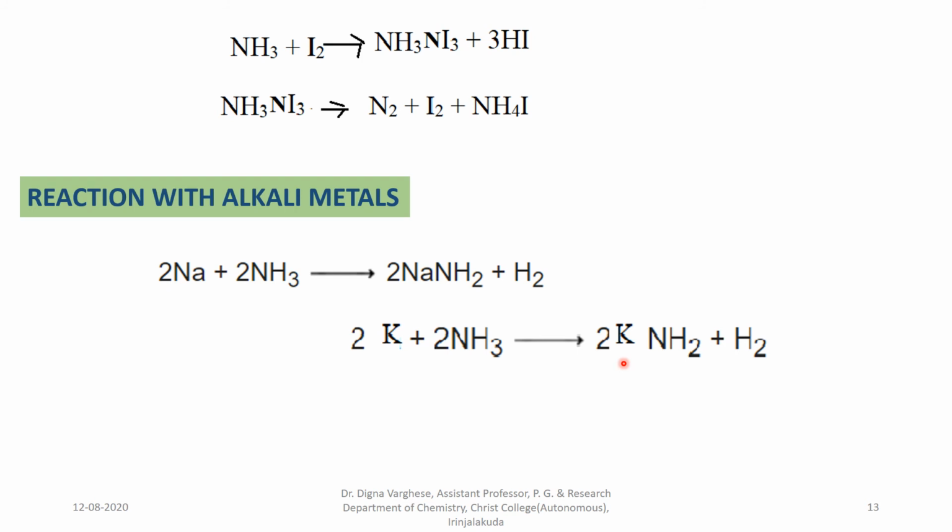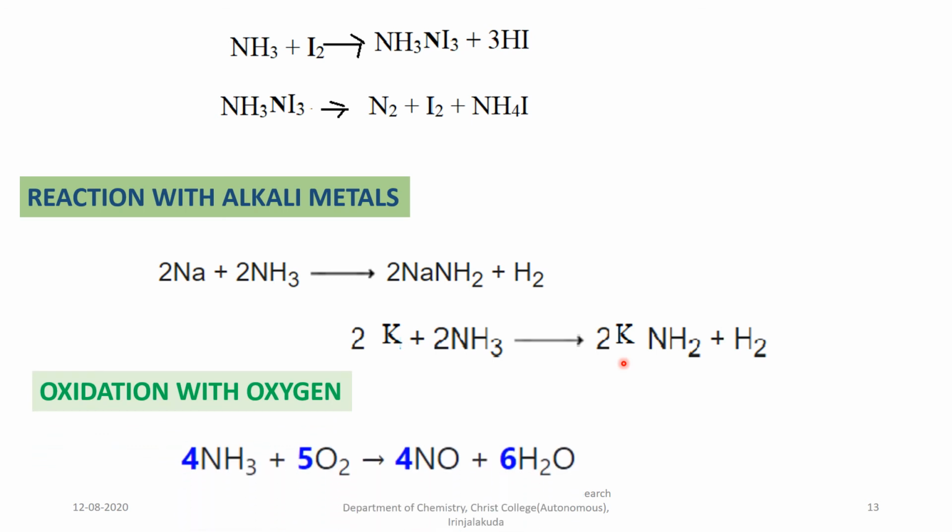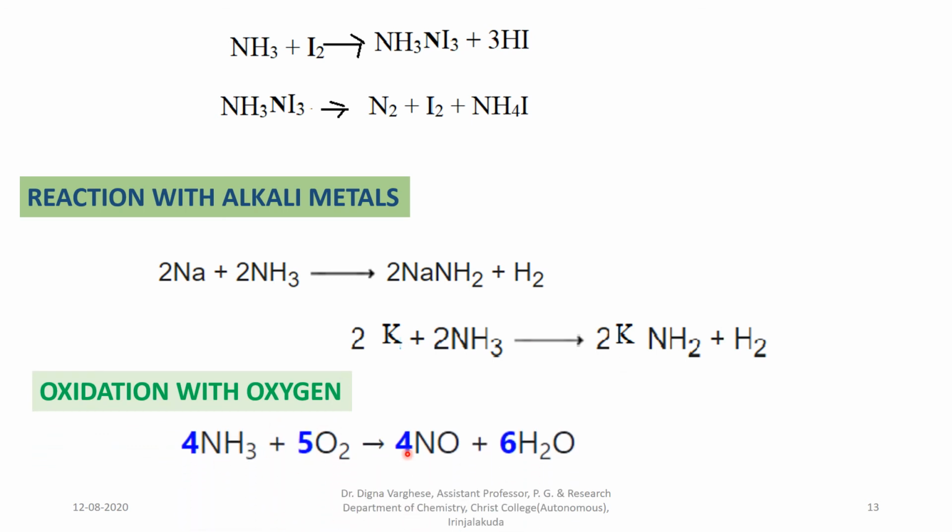Next reaction is oxidation with oxygen. Ammonia reacts with oxygen passed over a red hot platinum gauze at 800 degrees Celsius. It is oxidized to nitric oxide. This reaction occurs at high temperature and in the presence of platinum, giving nitric oxide and water.